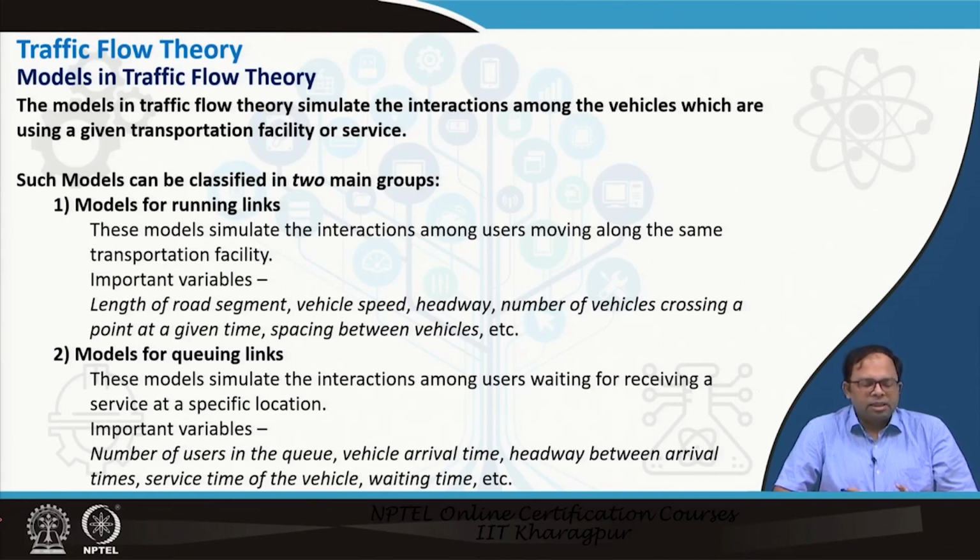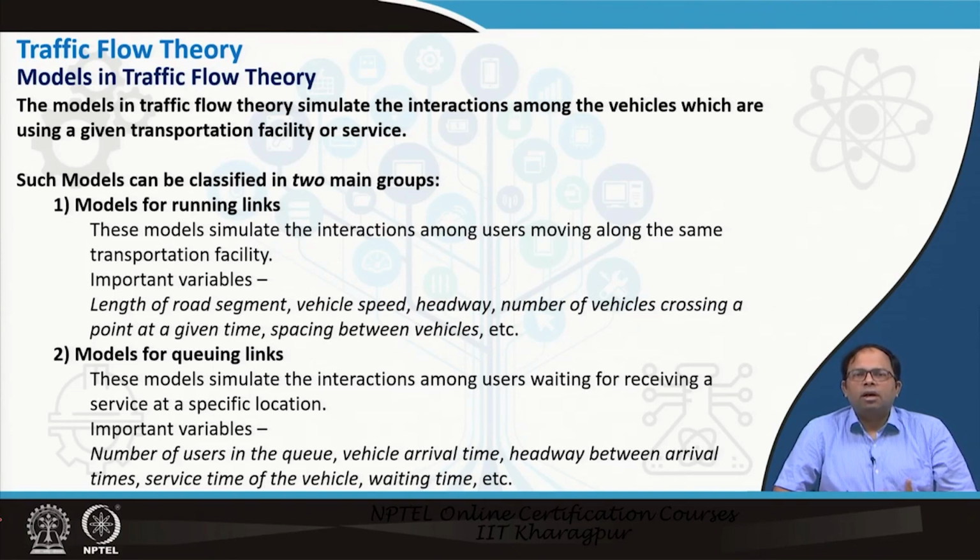You can understand that this model simulates the interactions among users waiting for and receiving a service at a specific location. For example, number of users in queue, vehicle arrival time, headway between arrival times, service time of vehicles, waiting time. So, as you can understand, there is a certain number of people waiting, and there is a headway in between two buses maybe, and that determines how many would be waiting in queue, and based on the arrival time we can also understand how many people will be cleared, and how many people will not be cleared. So, from that we can also determine the waiting time of each passenger, and all these things are estimated when we are doing models for queuing links.